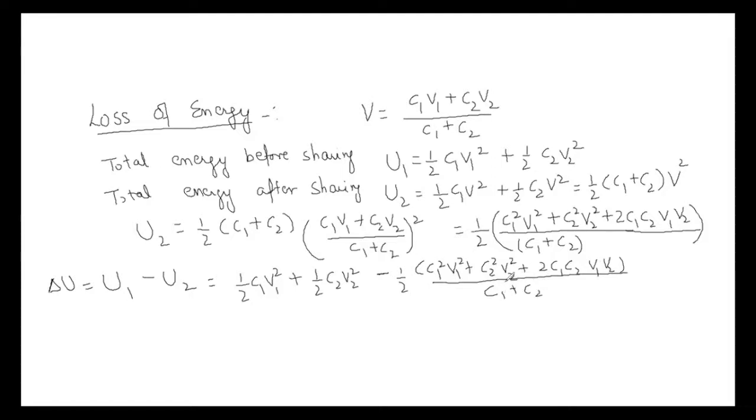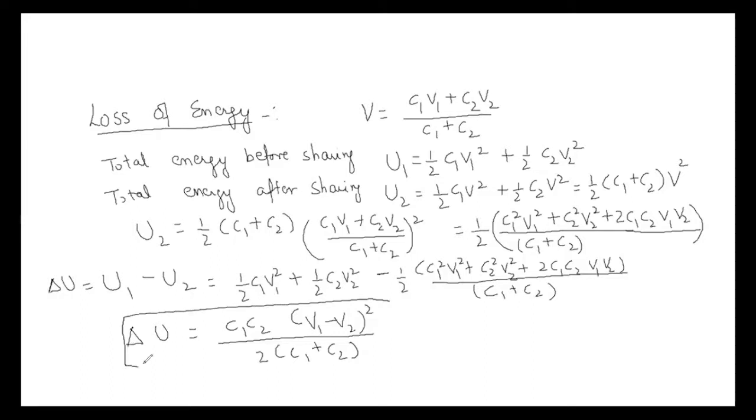Now taking the LCM of it and simplifying it, you can find out its LCM and then simplify it. Then what do we get? This is the loss of energy, which we get as C1 C2 (V1 - V2) whole square upon twice of (C1 + C2). So this is the expression of loss of energy, and this loss of energy appears in the form of spark or heat. So some sparking is produced in that connecting wire and some heat is produced. So this loss of energy will appear in the form of heat.